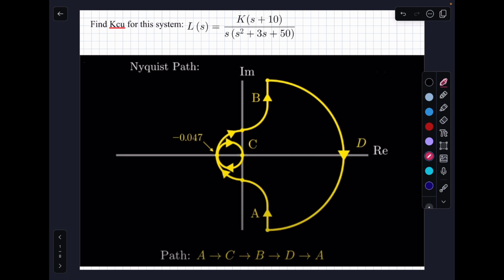So for our first example, we're going to go over this Nyquist plot with the transfer function already in the Laplace space right here, k times s plus 10 over s times s squared plus 3s plus 50. And this has already been transcribed into the plot below, which will always be given to us. And as you can see, this plot does a little loop-de-loop and goes this way, so the frequency increases like that.